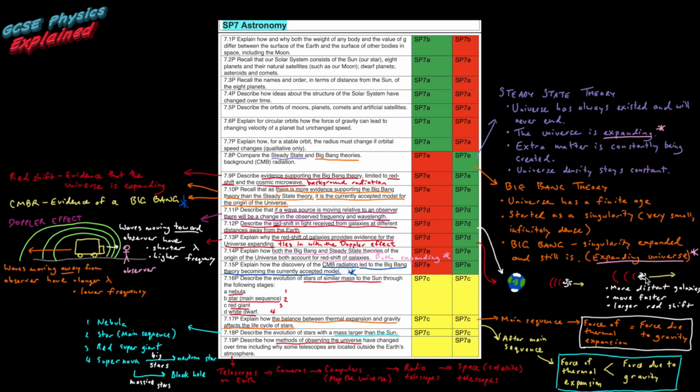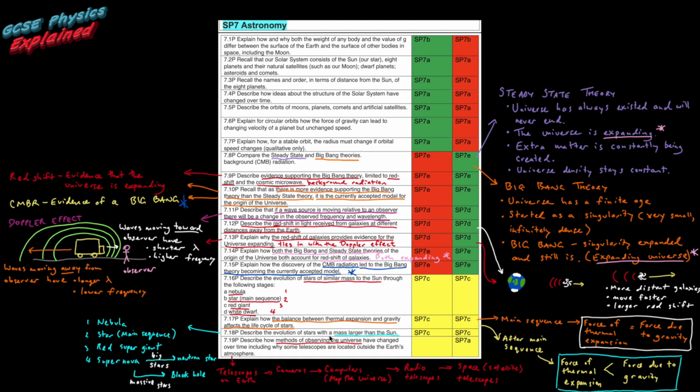And what we find is when we observe the redshift from further galaxies, the redshift is larger for the further galaxies compared to the closer galaxies. So more distant galaxies move faster and they have a larger redshift. So that is evidence that the universe is expanding and started from a single point.